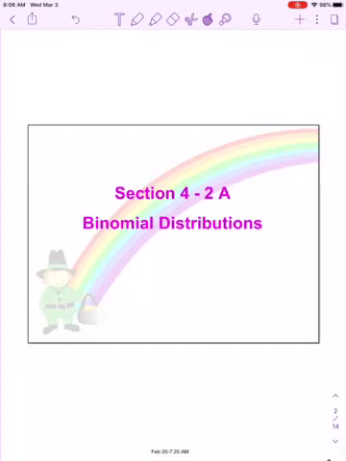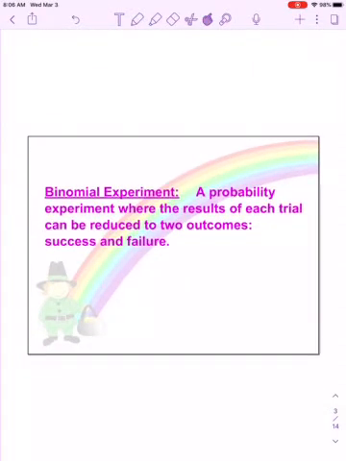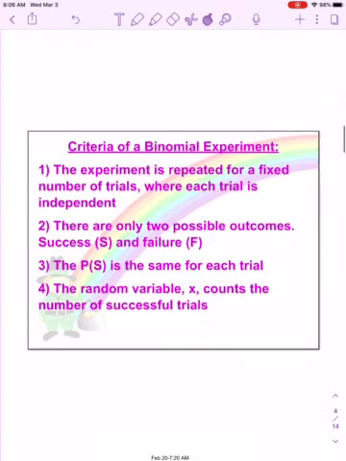If you're trying to roll a 6, you either roll a 6 or you don't roll a 6. That's it. We don't care if you get a 5 or a 4. That doesn't matter to us. We just care you got what you wanted, or you didn't. So that's a binomial distribution. Each trial can be reduced to 2 outcomes, a success and a failure. You get what you want or you don't.